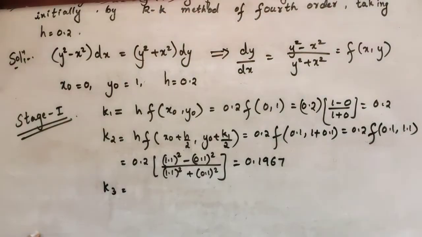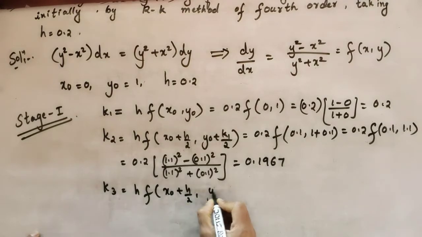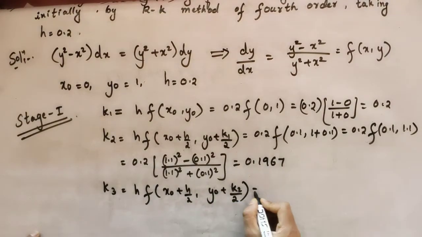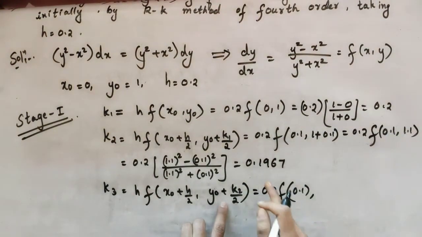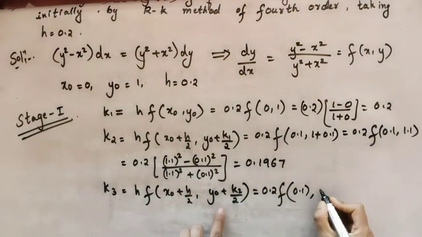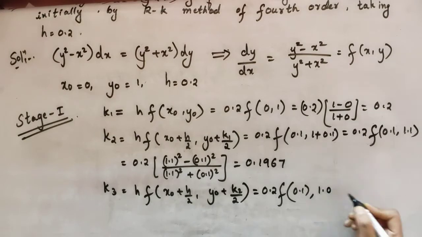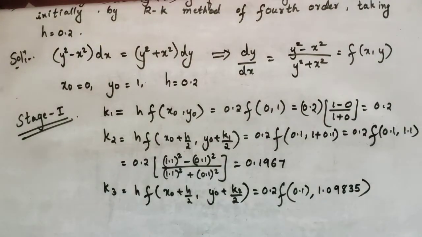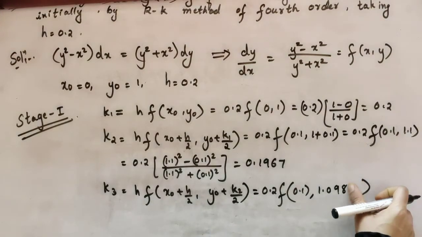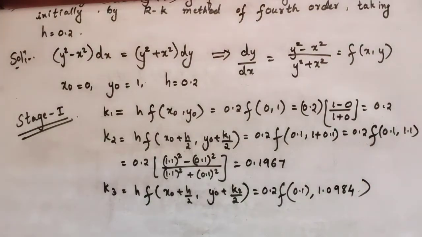First write the formula: h into f of x naught plus h by 2, y naught plus k2 by 2. So it is 0.2 f of 0.1, and this is going to be 1 plus this value divided by 2. So 1 plus 0.09835, which is 1.09835. I'll round it off and take it as 1.0984. Okay, so take it that way.